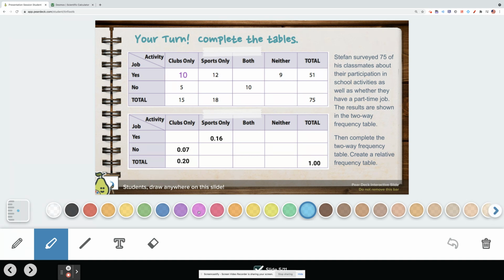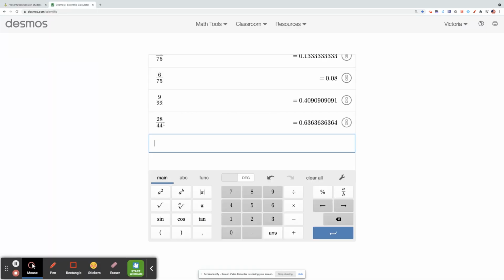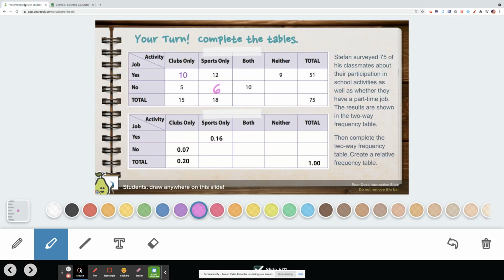Now I'm just going to fill in the missing, right? So the missing here is going to be 6 because 12 plus 6 equals 18. And the missing going across, I'm going to do 51 minus the sum of those 3 numbers. So let's do the sum of these 3 numbers. 10 plus 12, I believe it was plus 9. Let me double check. Yep, and I want to do 31 taken away from 51. That's going to be 20. And now I can fill this out.